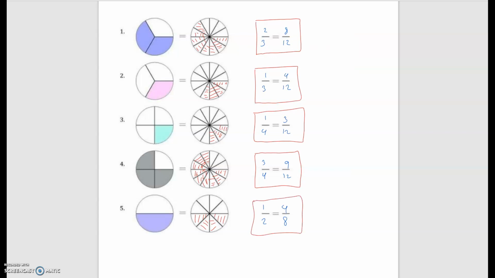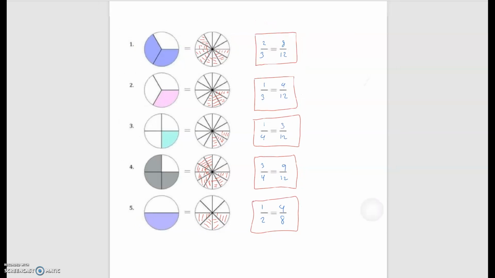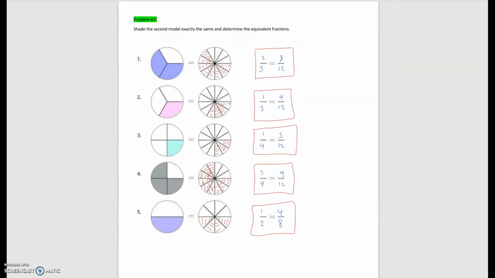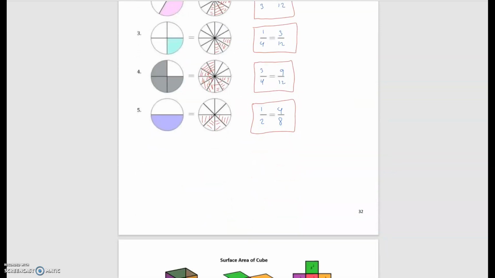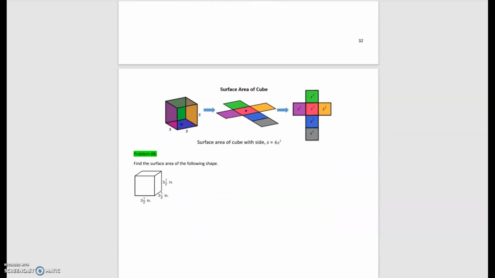Okay, that's it for this one. Let me double check them all to make sure that there's no errors. And remember that all they wanted you to do is do the shading, and then we'll count the pieces in order to visualize the equivalent fractions. Okay, we're good on all of them. Let's move on to the last portion.